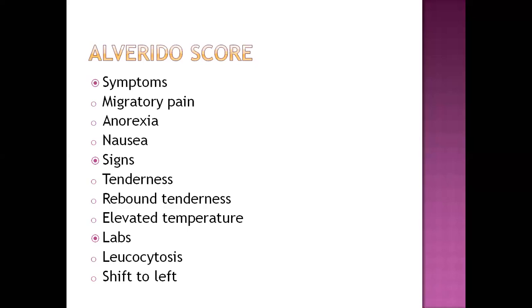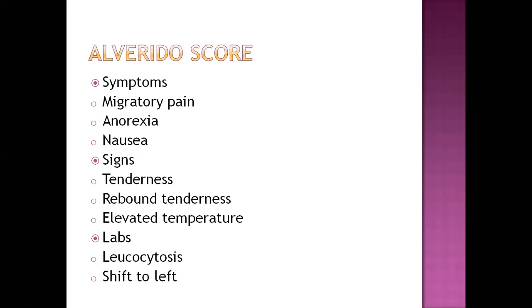All have a score of 1 except tenderness and leukocytosis, which have a score of 2. If migratory pain is present, it has a score of 1. Anorexia is 1. Nausea is 1. Tenderness is 2. Rebound tenderness is 1. Elevated temperature is 1. Leukocytosis is 2, and shift to left. Shift to left means there is the presence of immature neutrophils in the peripheral film. This is known as shift to left. This total makes 10.